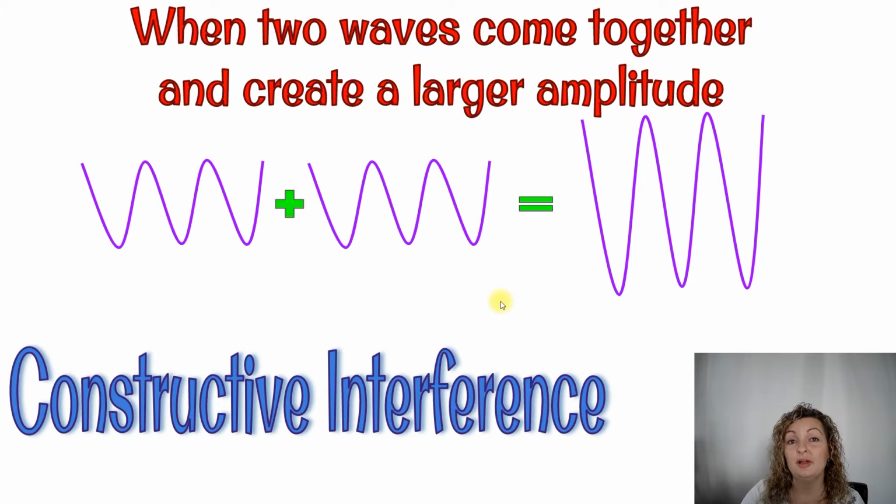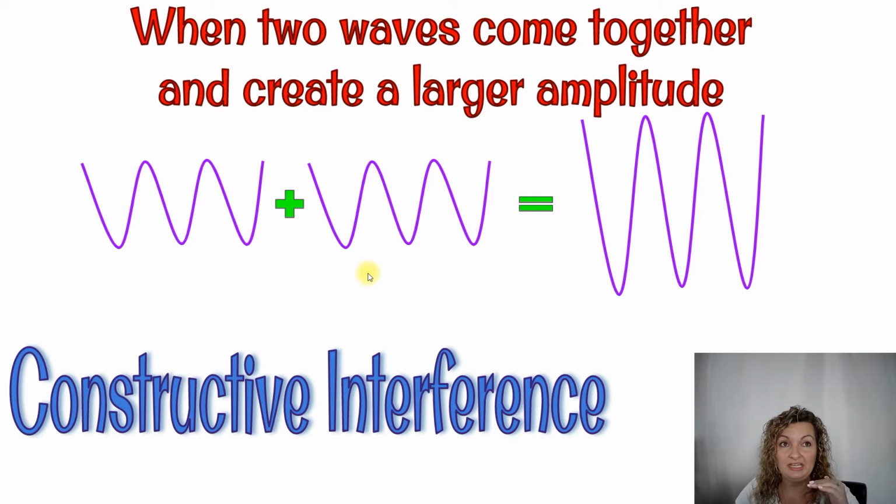Now, the thing that's important about constructive interference is that your crests have to line up with the next crest. So if one crest is coming, one crest is coming, they have to line up and then hit each other to form a larger amplitude, just like that. Same thing happens for the troughs. The troughs will line up, and they'll make a larger trough, okay?